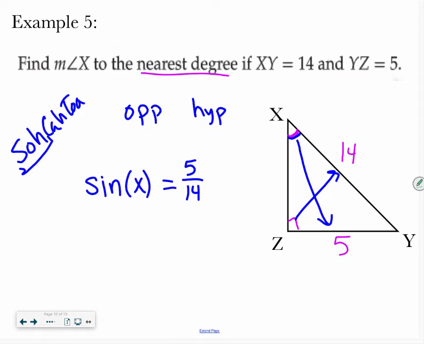Now, if we were solving equations and I had addition, you would undo the addition with subtraction. If we had multiplication, you would undo it with division. If we had a square, you would undo it with a square root. If you have sine, you undo it with inverse sine. So we have x equals, then you do inverse sine on the other side, and whatever your fraction is, that goes inside your parentheses.